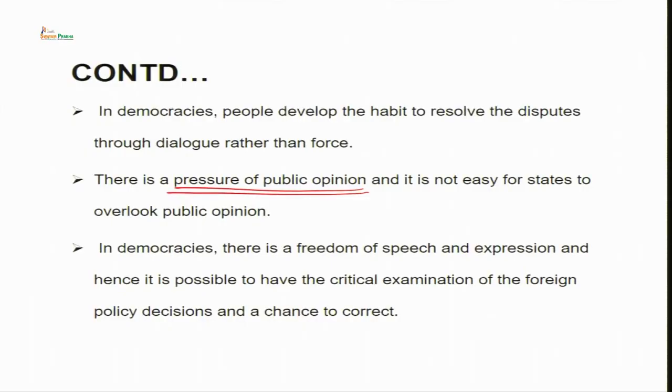So, because in democracies there is freedom of speech and expression, it is very natural that we will have a degree of toleration, because we are mentally prepared for critical examination. And critical examination of any decision is good, because it will give a chance to correct.